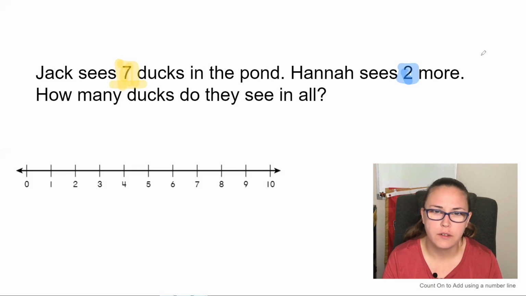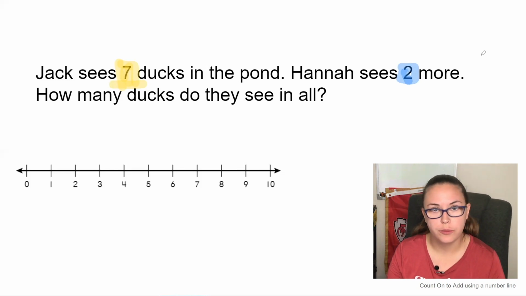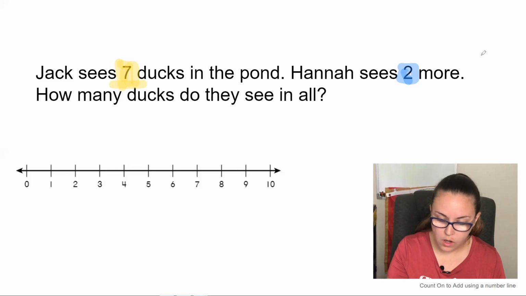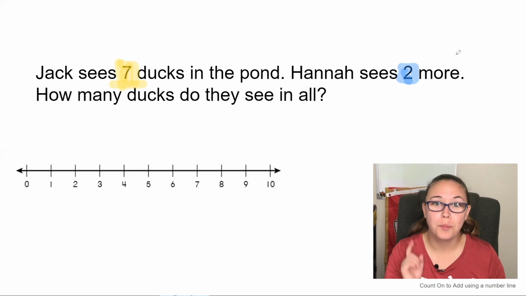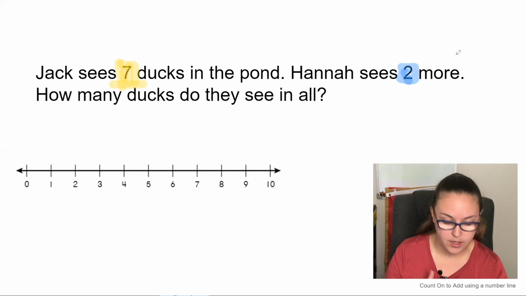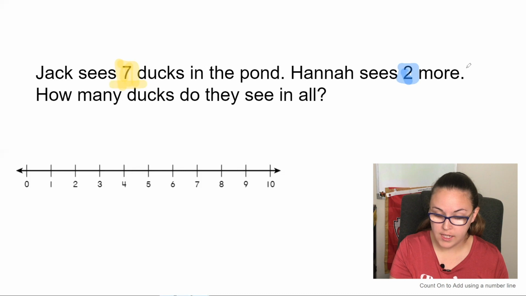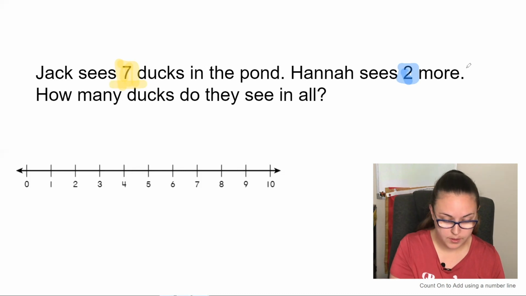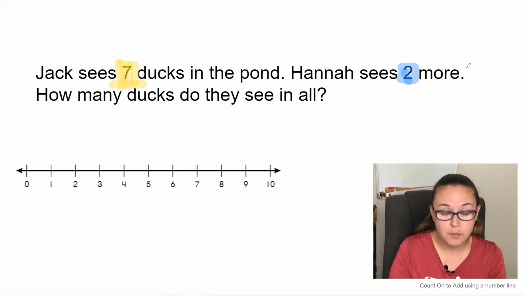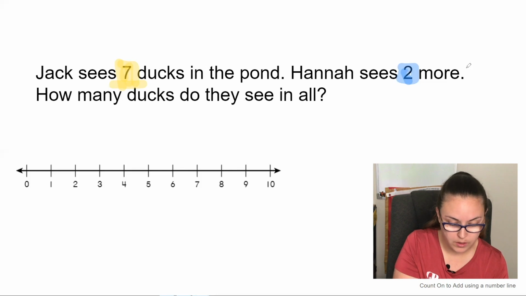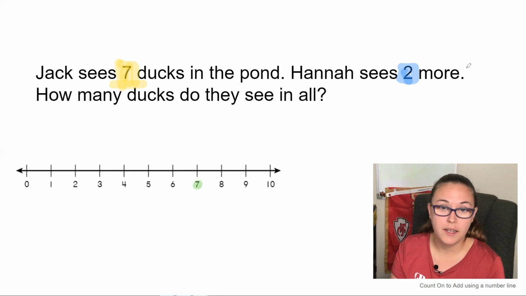So where do we start? With 7 or with 2? Let's start with 7. So on my number line, I'm going to put my finger on number 7. When I put my finger on number 7, you will see a green highlight pop up with number 7. So you find number 7 on your number line and put your finger on it. There is my number 7.